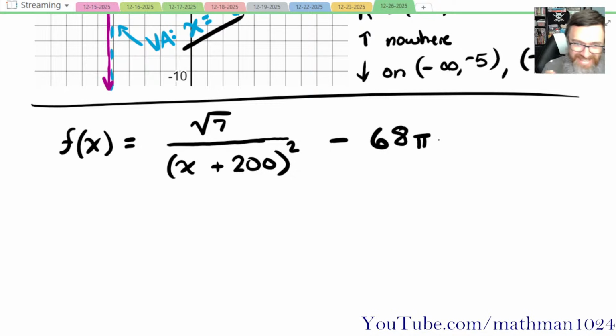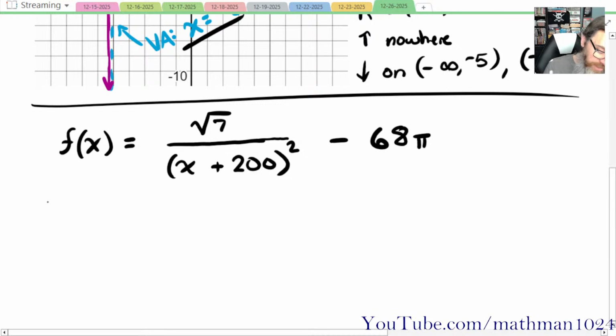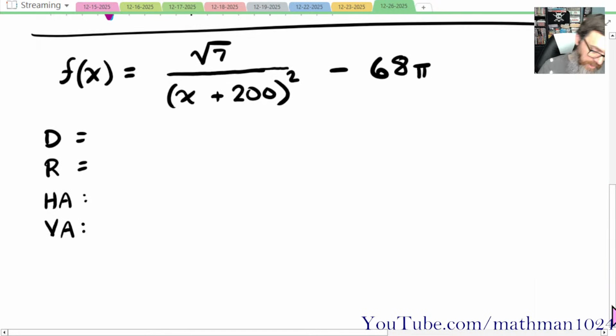Now, I definitely would not ask you to graph this on a graphing grid. This is going to be messy. It's going to be ugly. I don't care about that. But here's what I would care about. I would ask you for the domain, the range, horizontal asymptote, vertical asymptote, where are you increasing, and where are you decreasing?